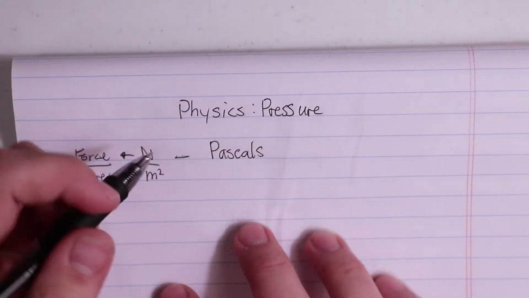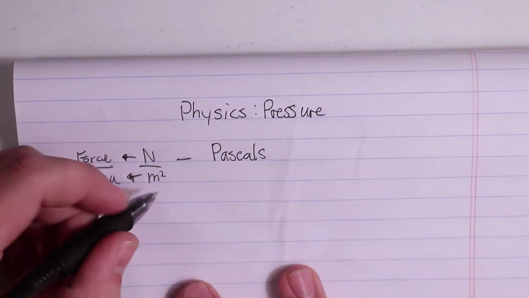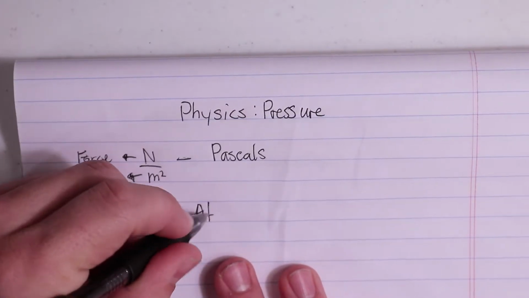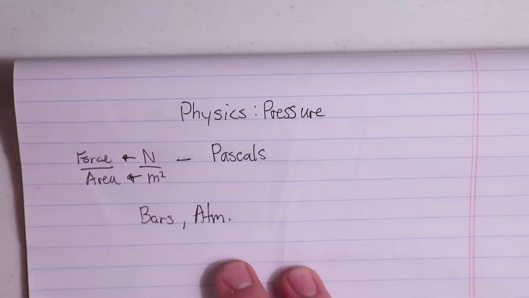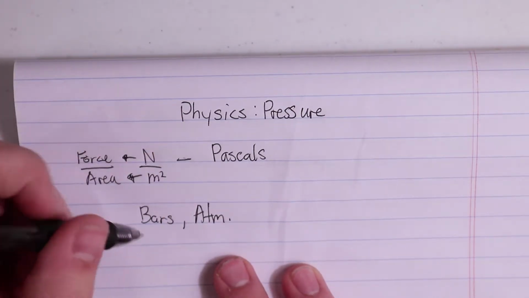So this brings in some other things to know about pressure. First of all, it has many names. It can be called bars. It can be given in atmospheres and many other measurements. So it has a lot of variations on what it can be.